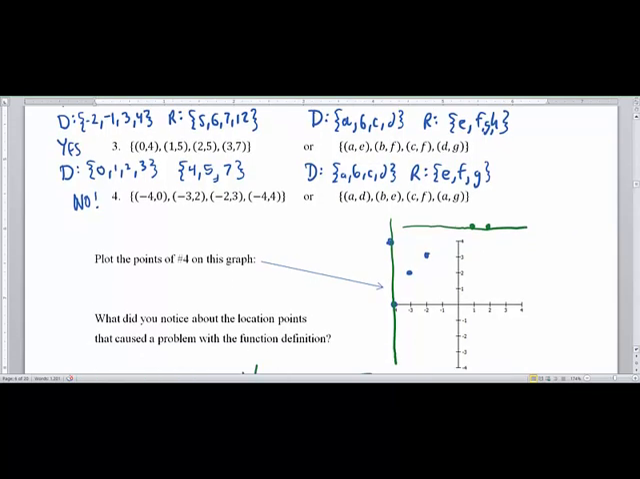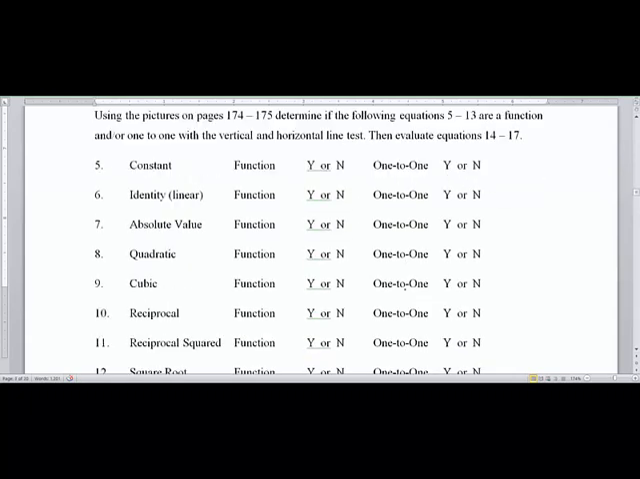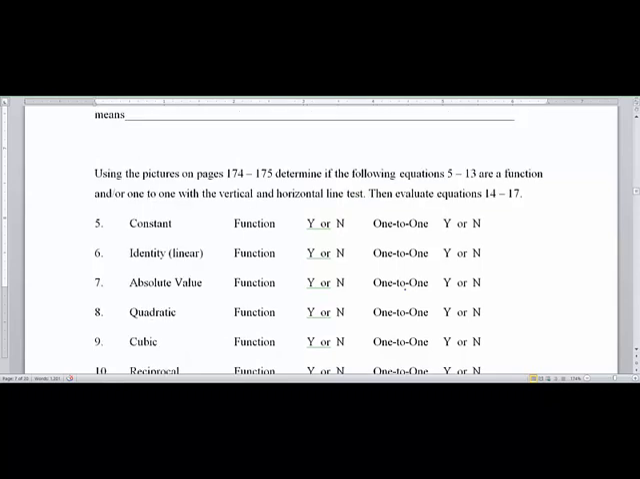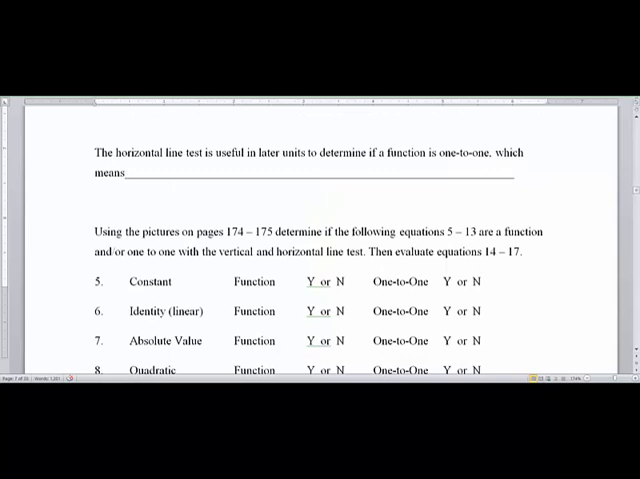Which is why on the next page we are going to look at some pictures in the book on pages 174 to 175 to determine if they're a function. But this brings up one other test that isn't really emphasized in the book at this time, but I feel like if we cover it now, it will help later, especially when we get to inverse functions. Besides the vertical line test, we have something called a horizontal line test. The horizontal line test is useful in later units to determine if a function is one-to-one. It is important to note that this is first establishing if something is a function, because first we have to say, okay, is it one-to-one, and it has to be a function in the first place. Things that are functions and are one-to-one have special cool inverse properties.